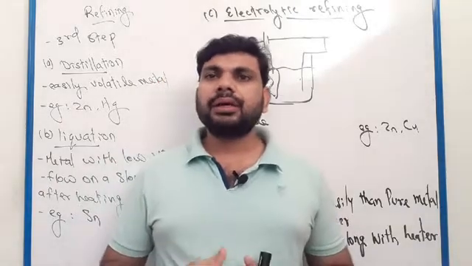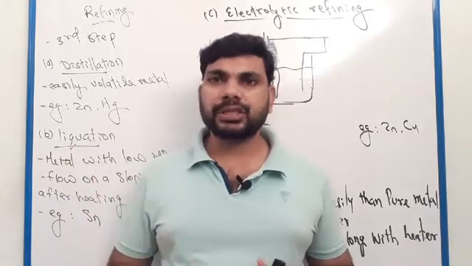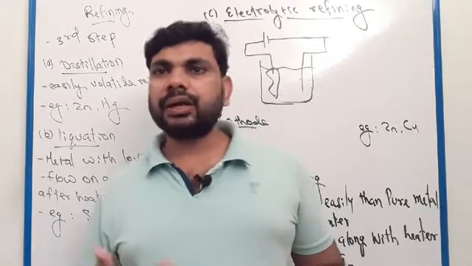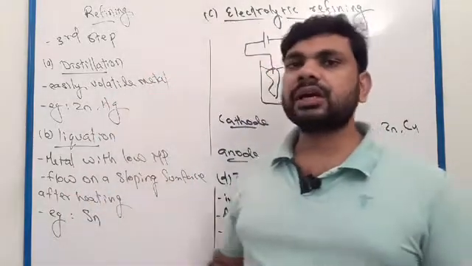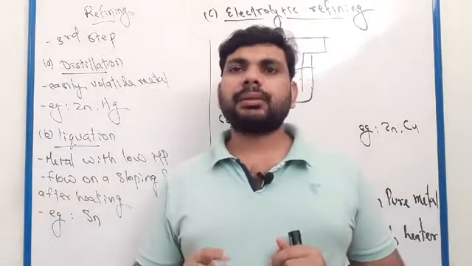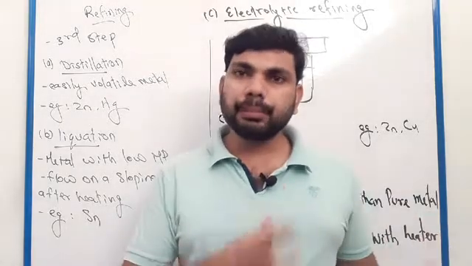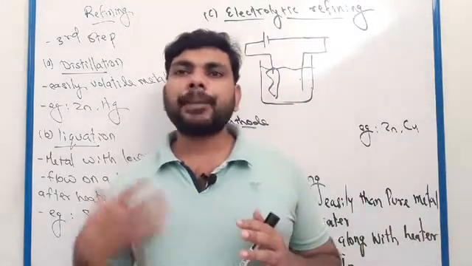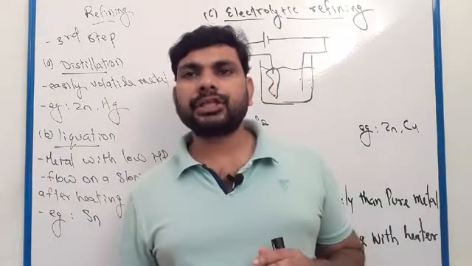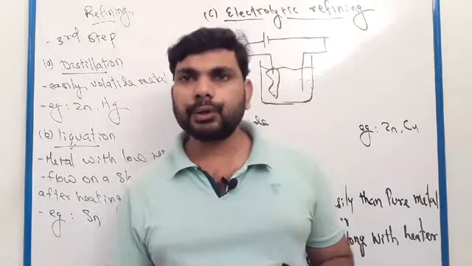There are different steps or methods to purify metals. There are several methods to refine metal. The first one we have to discuss is distillation. Distillation means metals are easily volatile compared to impurity. Easily volatile metal means you have a mixture of metal and impurity.